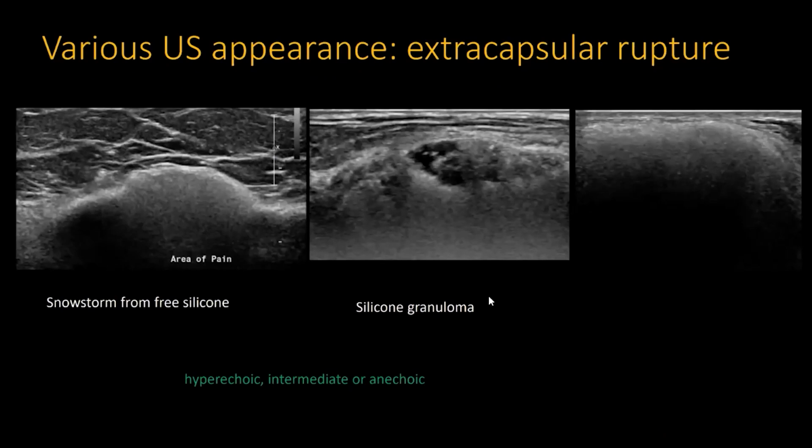Once the silicone gels get out of the envelope, they have various appearances on the ultrasound. It could be hyperechoic, intermediate, or anechoic. Like this one, you have this snowstorm sign over here, and then over here it gets kind of anechoic. And this one is a silicone granuloma. Over here is giving you heterogeneous architecture.